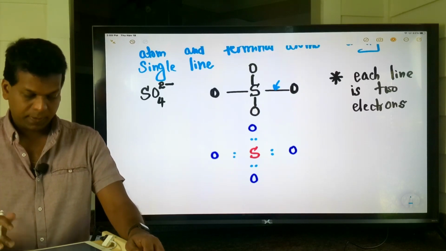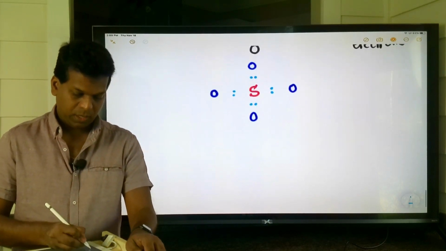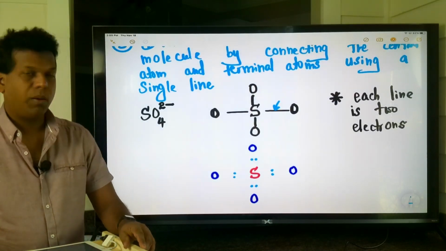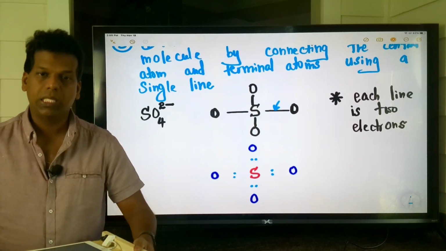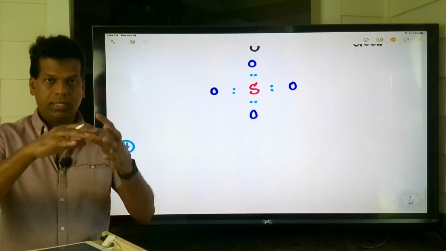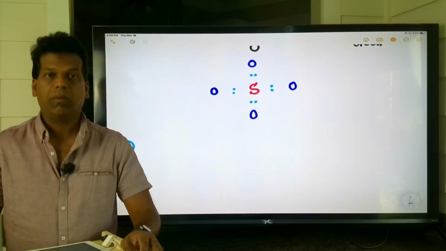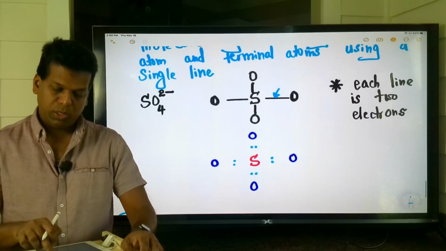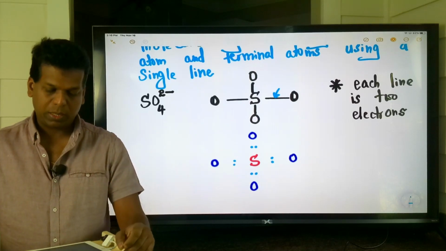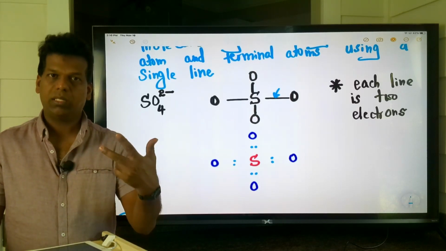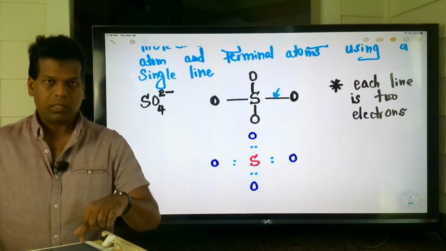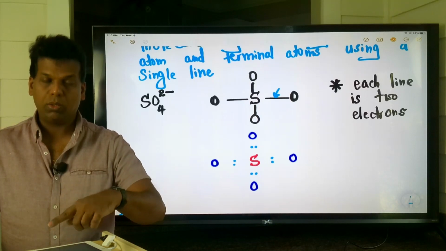So the next step is step 4. Once you have the skeletal structure, remember in the first step we calculated the total number of valence electrons. Then you are going to distribute those electrons on the atoms of the molecule. In this one, when you make that skeletal structure, I said each line is 2 electrons. That means for this sulfate you created 4 lines, right? That means you used 8 electrons, 4 times 2, to create those 4 lines.